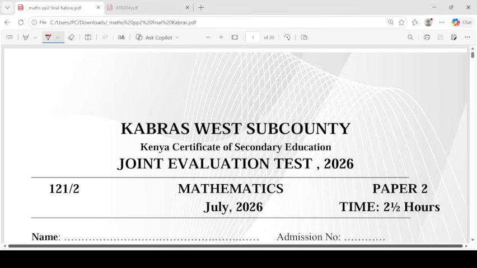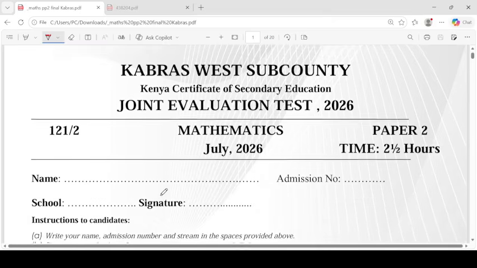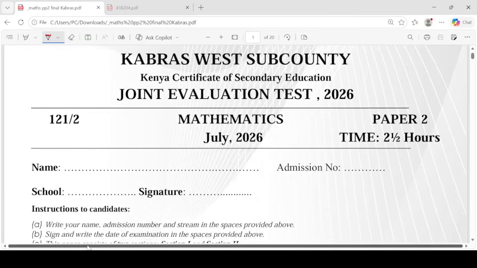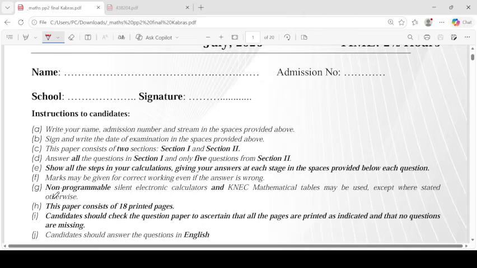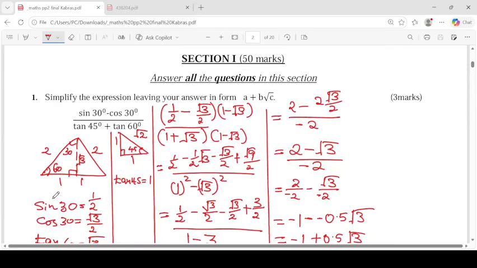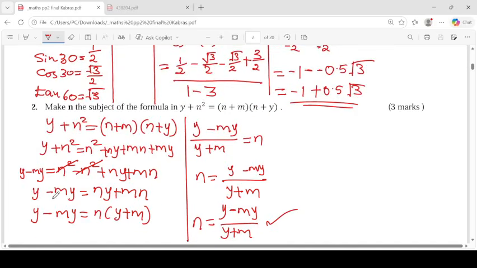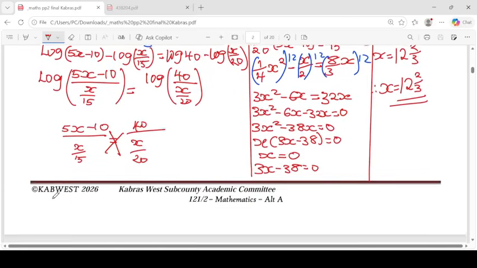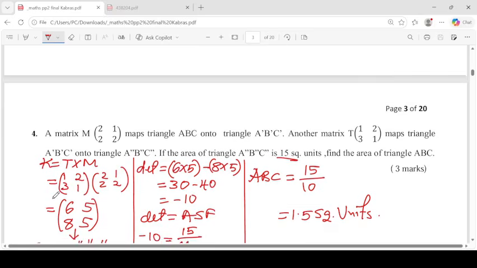We are going to discuss the Kabras West Subcounty Joint Evaluation Mathematics Paper 2. This time we are going to discuss the Section 2 part of it because we finished discussing Section 1. In case you did not have time to go through our Section 1, kindly the video is in our channel. Just cross-check and you will find this video. All these questions were well discussed in our previous lesson.